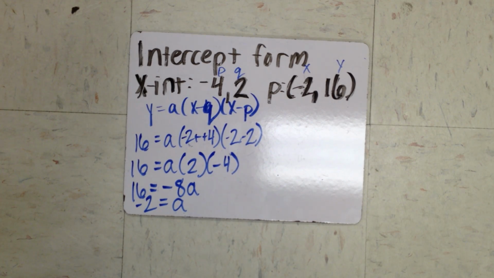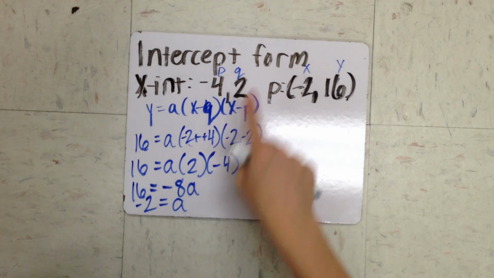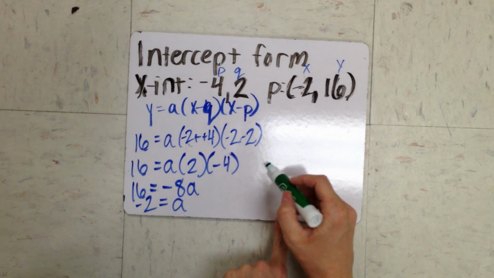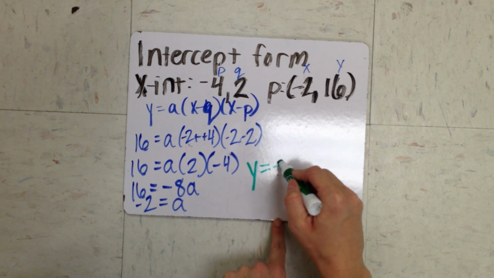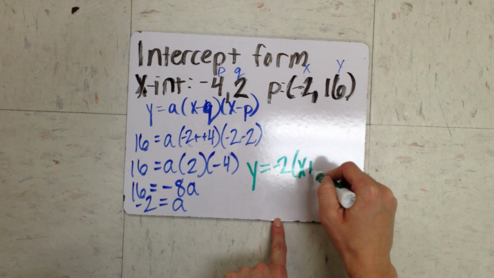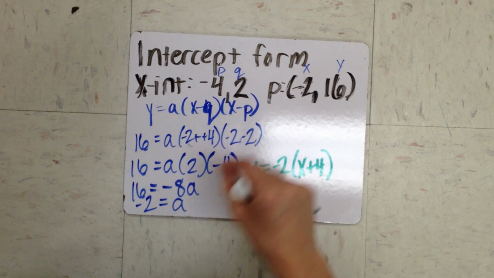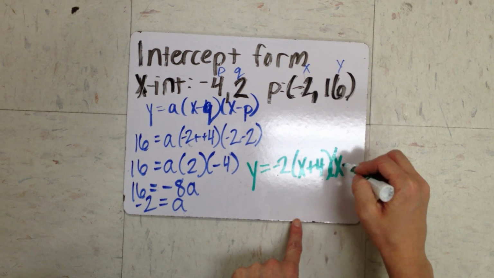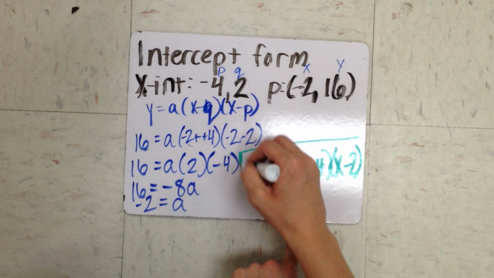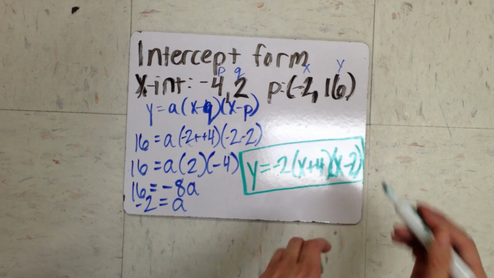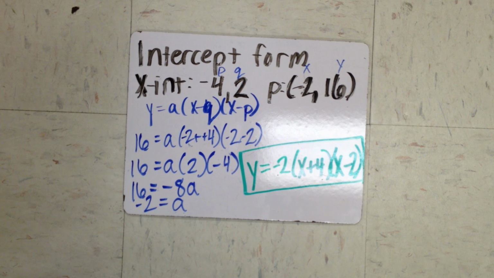Once again, we have all the information we need. We have our p, q, and a value. So you can write this equation as y equals negative 2 times x plus 4, since it will be x minus negative 4, times x minus 2. And that is the equation of the quadratic with the x-intercepts negative 4, 2, and the point negative 2, 16.